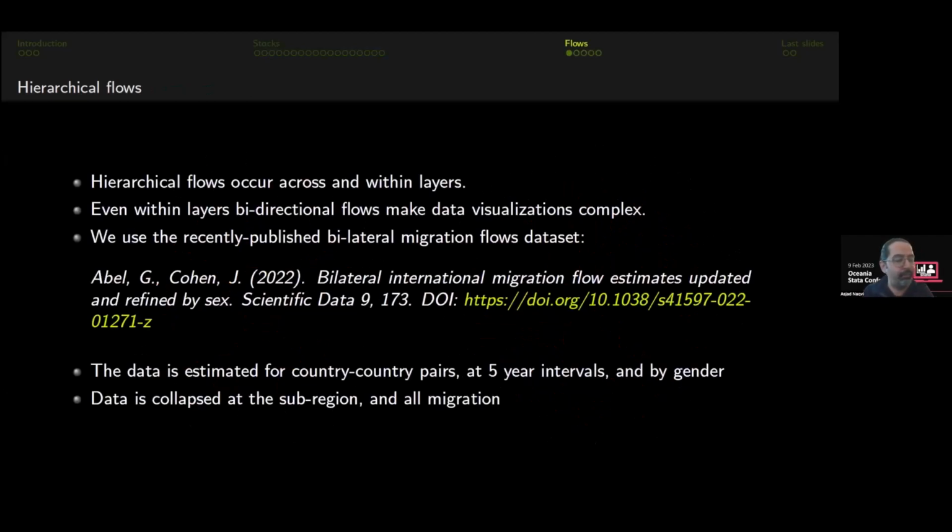And so moving on to flows. Flows are something that basically happens across layers.